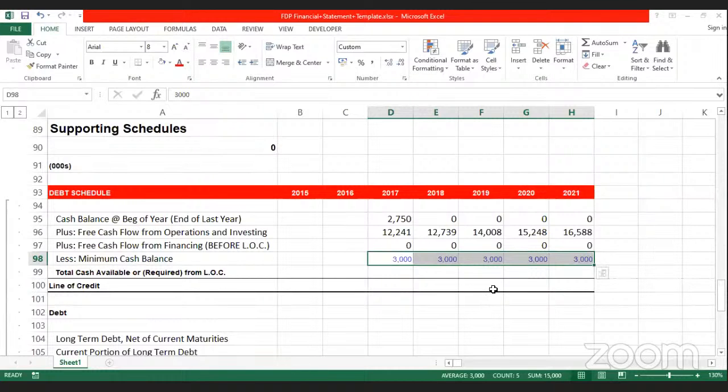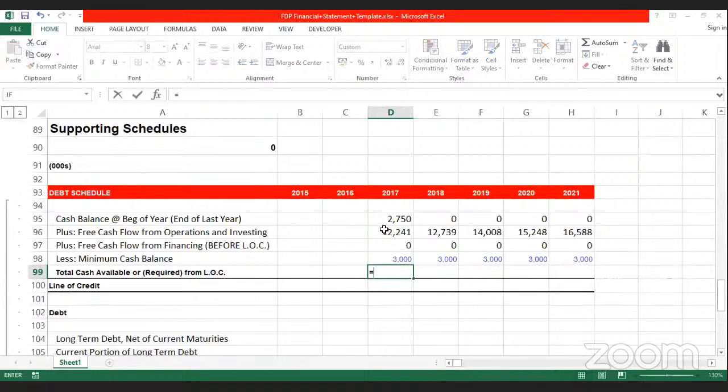Now, what is your total cash available from LOC? Total cash available will be equal to your opening cash balance plus operating and investing cash flow plus your free cash flow from financing activity. So opening, operating and investing and financing, minus your minimum cash balance. I'm going to reduce this.